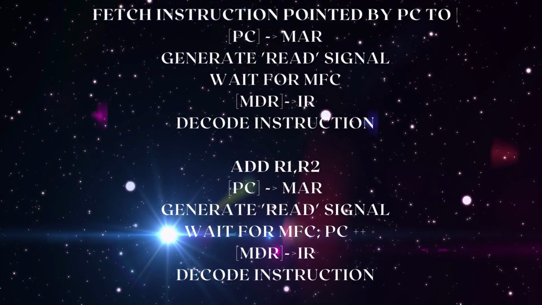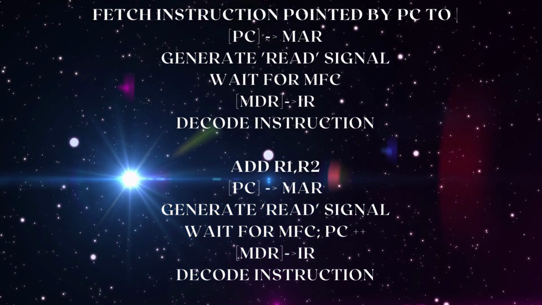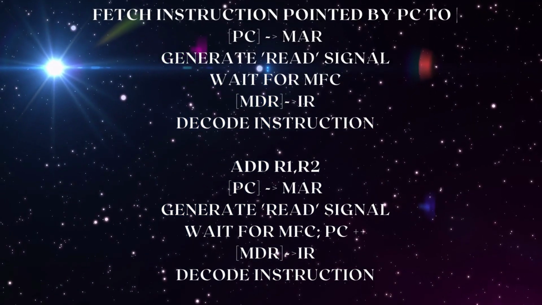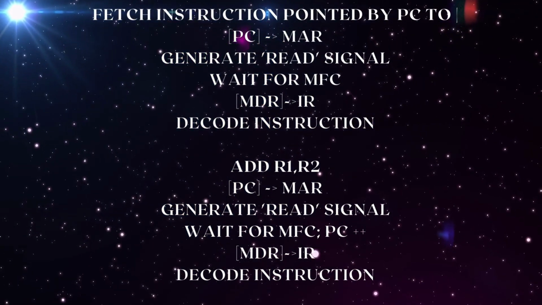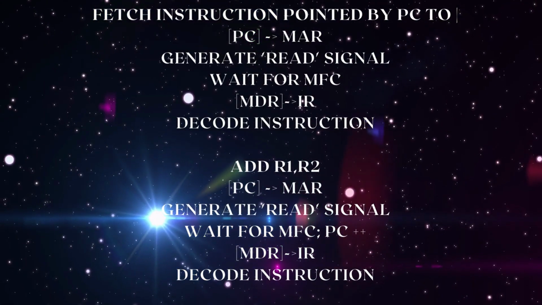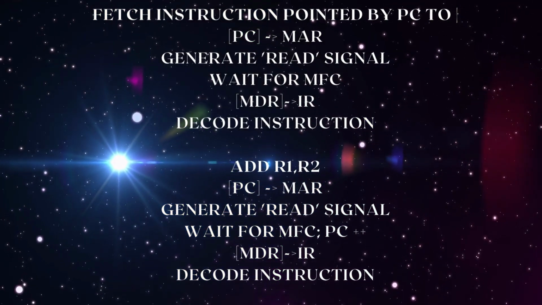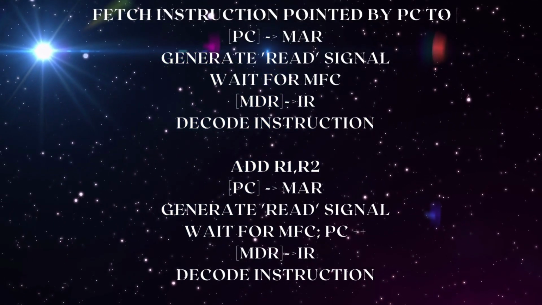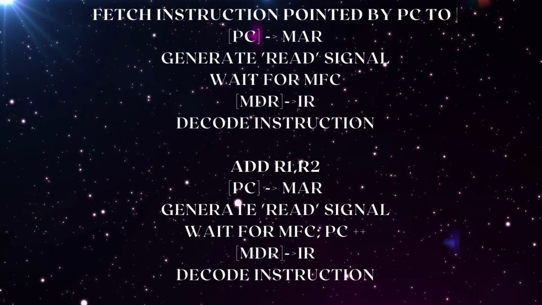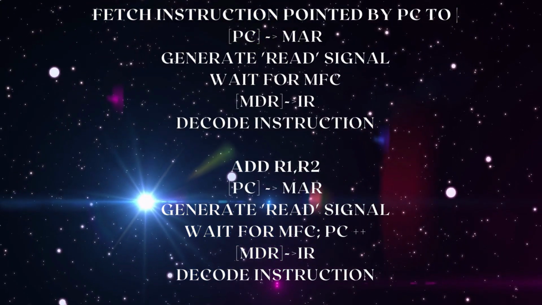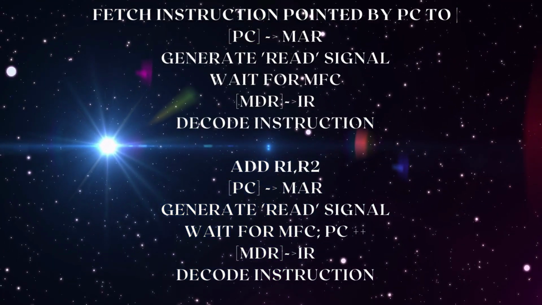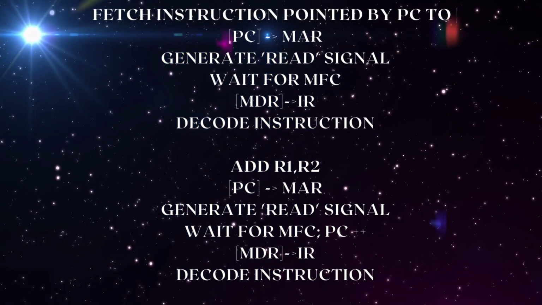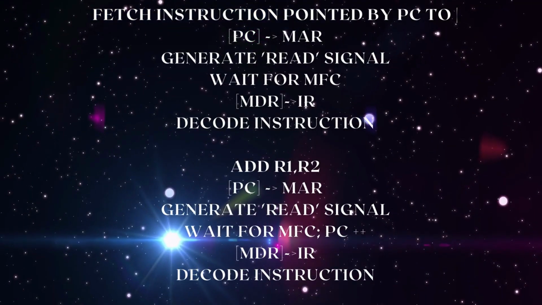Obviously, it will need some time to do this. So while the MAR is performing this task, we'll have to wait patiently for the MFC signal. Now after we get this signal, the main memory will transfer the data found at that particular location in memory to the MDR or memory data register. From the memory data register, we will send this to the instruction register or IR. Next, we will decode the instruction.